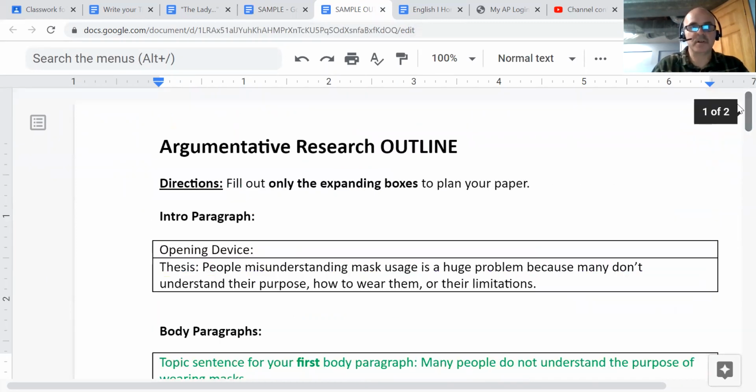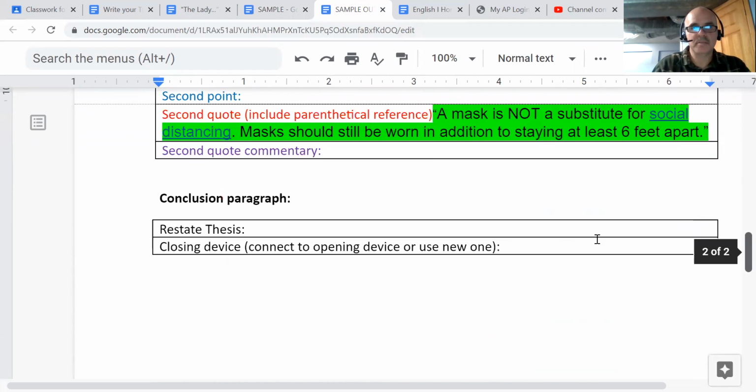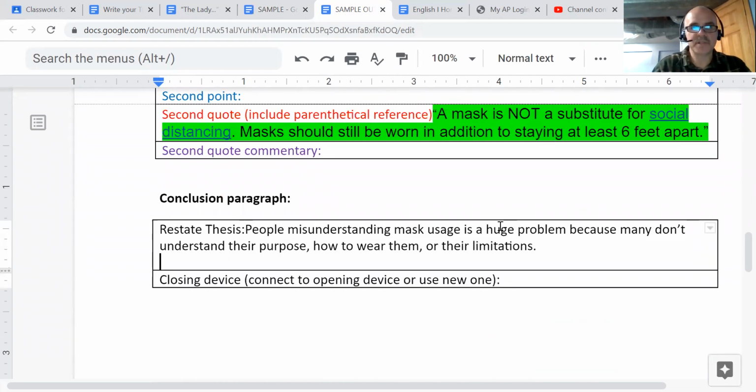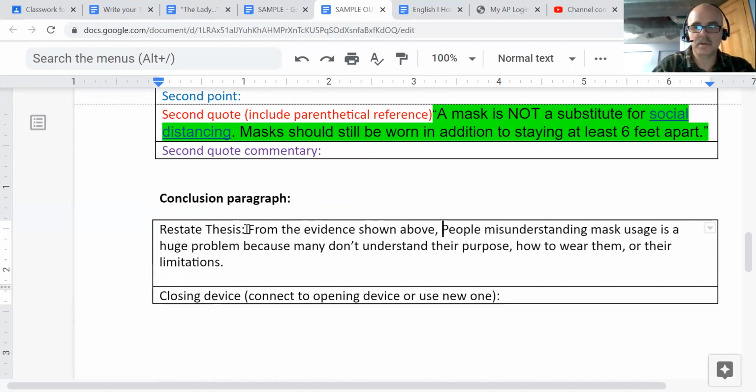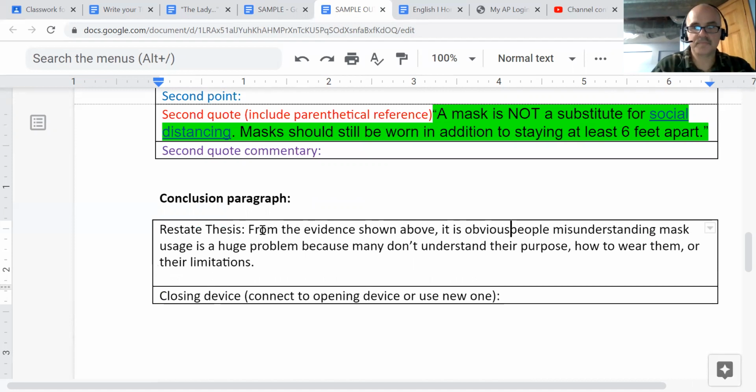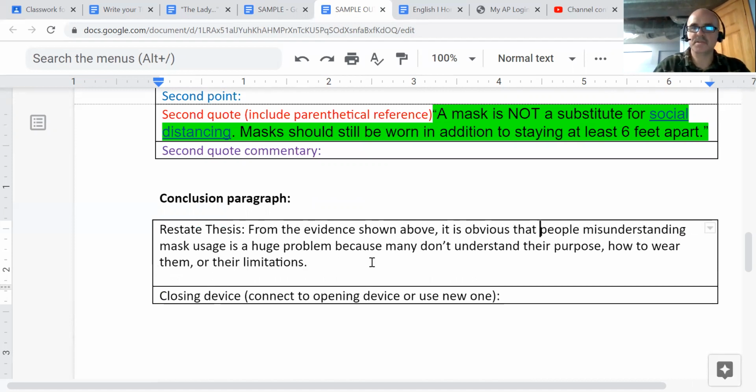Okay, so the only thing remaining after you finish all that is to restate the thesis and have a closing device. I'm holding off on the opening and closing devices, but if we're just restating our thesis, let's just take that, copy it, paste it in down here. We restate our overall points here. But when you restate it, it's good to start with something like, from the evidence shown above, it is obvious, right, that people misunderstanding mask usage is a huge problem. Okay, and that way we're just reminding our reader what we've done.